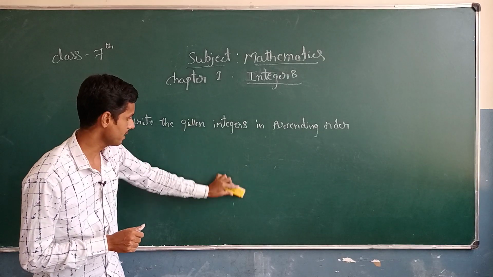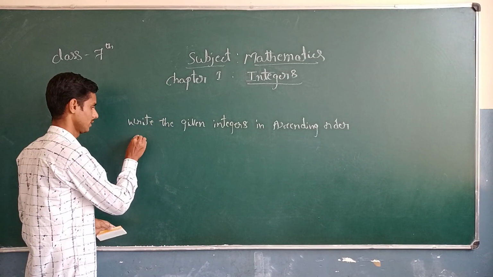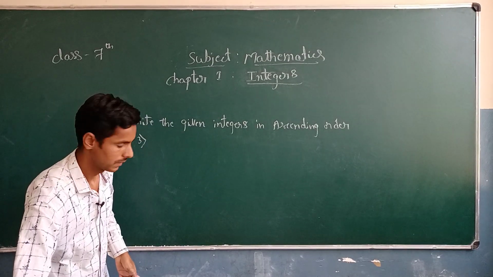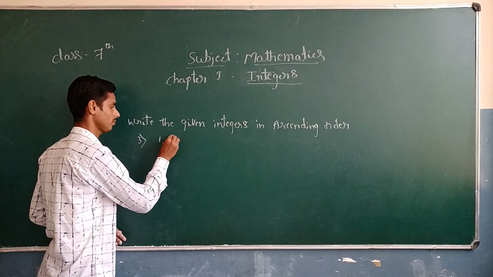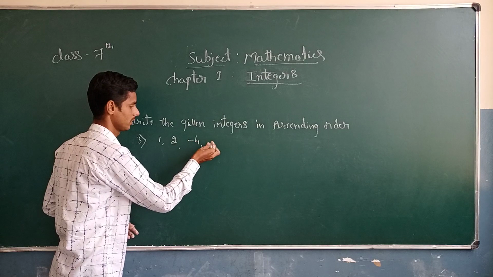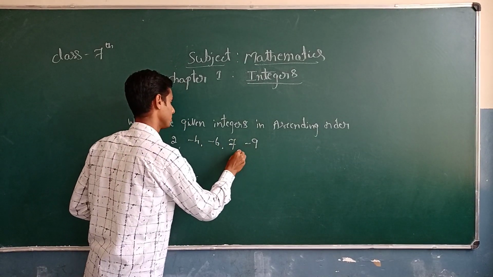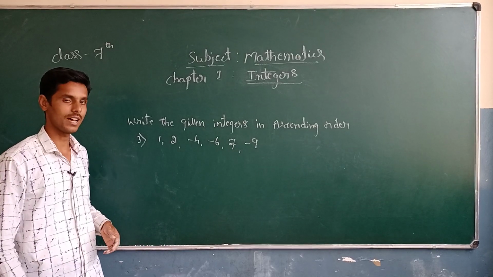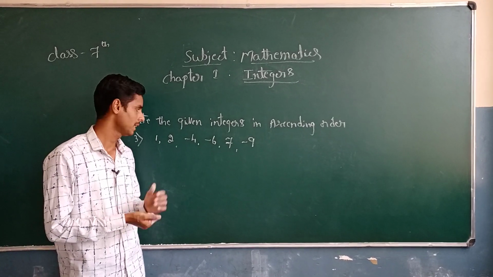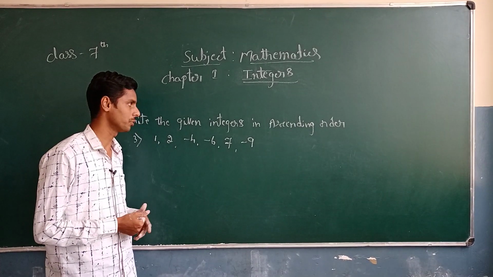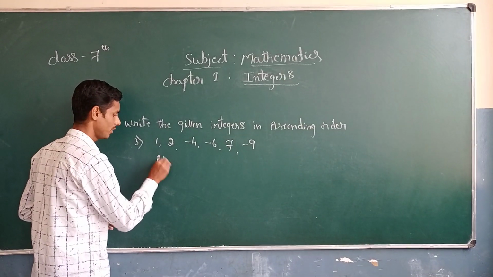Let's see the third case. So here the integers are mixed together, positive as well as negative. We have to write the ascending order.